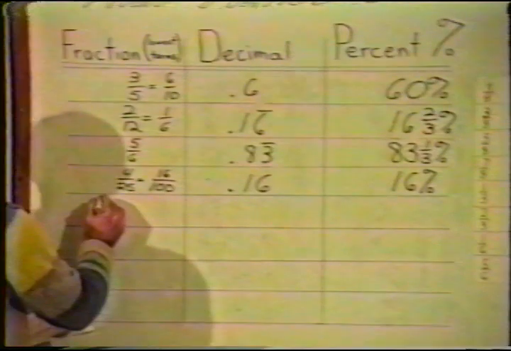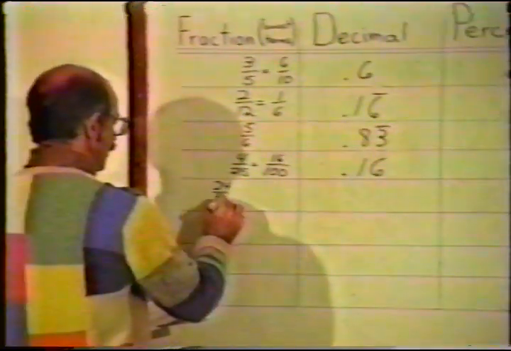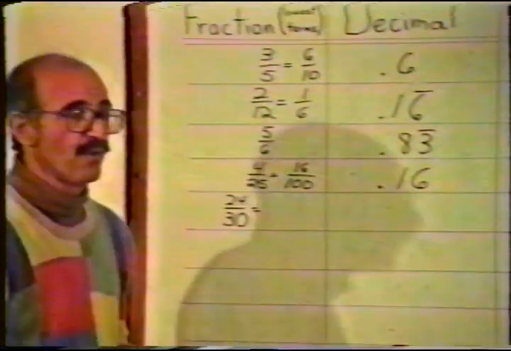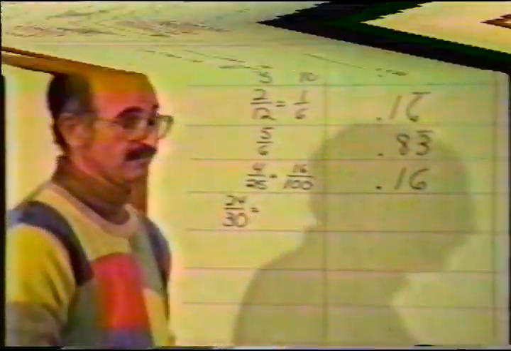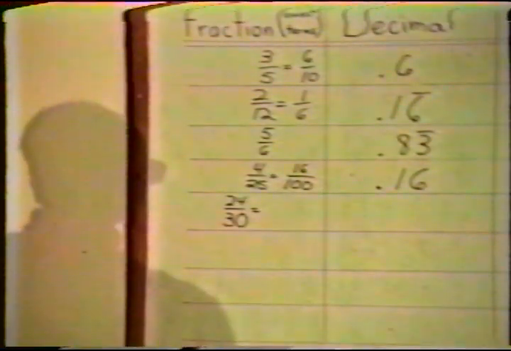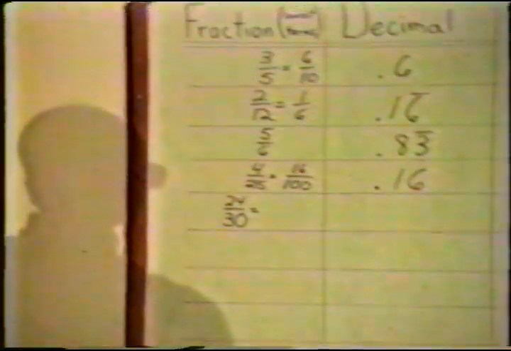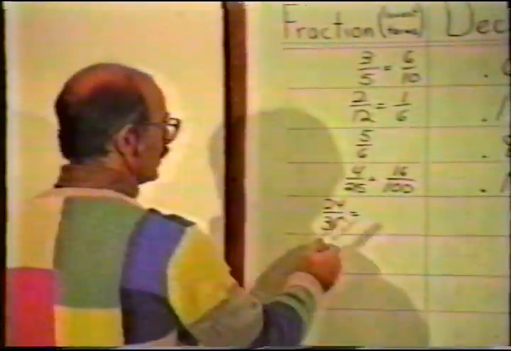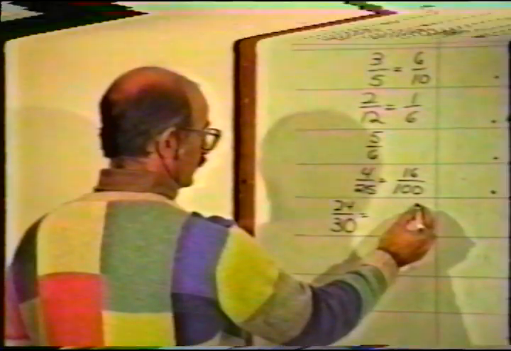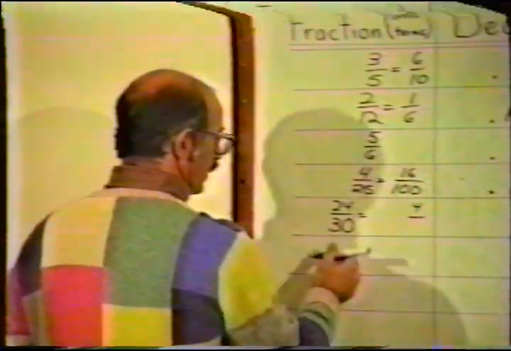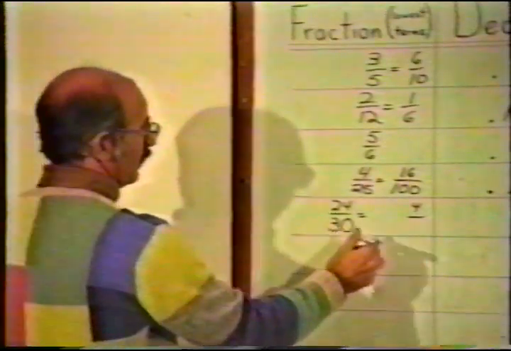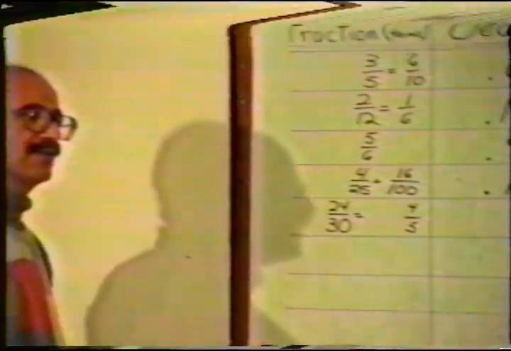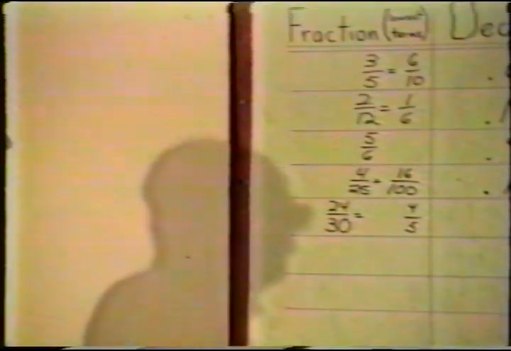The next one is 24/30. Can we make it 10 or 100 by raising it to higher terms? No. Let's reduce it. What would you like to hit it with? 6. Well, you could hit it with 6. 6 into 24, 4, and 6 into 30, 5. But then you'd have to raise it up to tenths. Can you see a way to get it to tenths immediately?